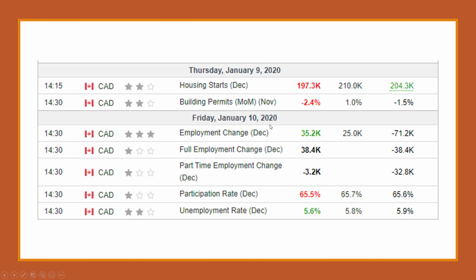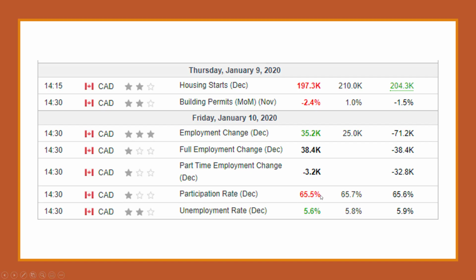We had some more jobs data. Employment change came in at 35.2k, better than expected. And that recovers about half of the jobs that were lost in the previous month or the previous report. And most of these jobs were added in full-time employment. So if you look here, all the jobs that were lost in full-time employment have pretty much been recovered. Part-time employment, yes, it's still a little bit weak, but full-time employment is usually the main number to focus on.